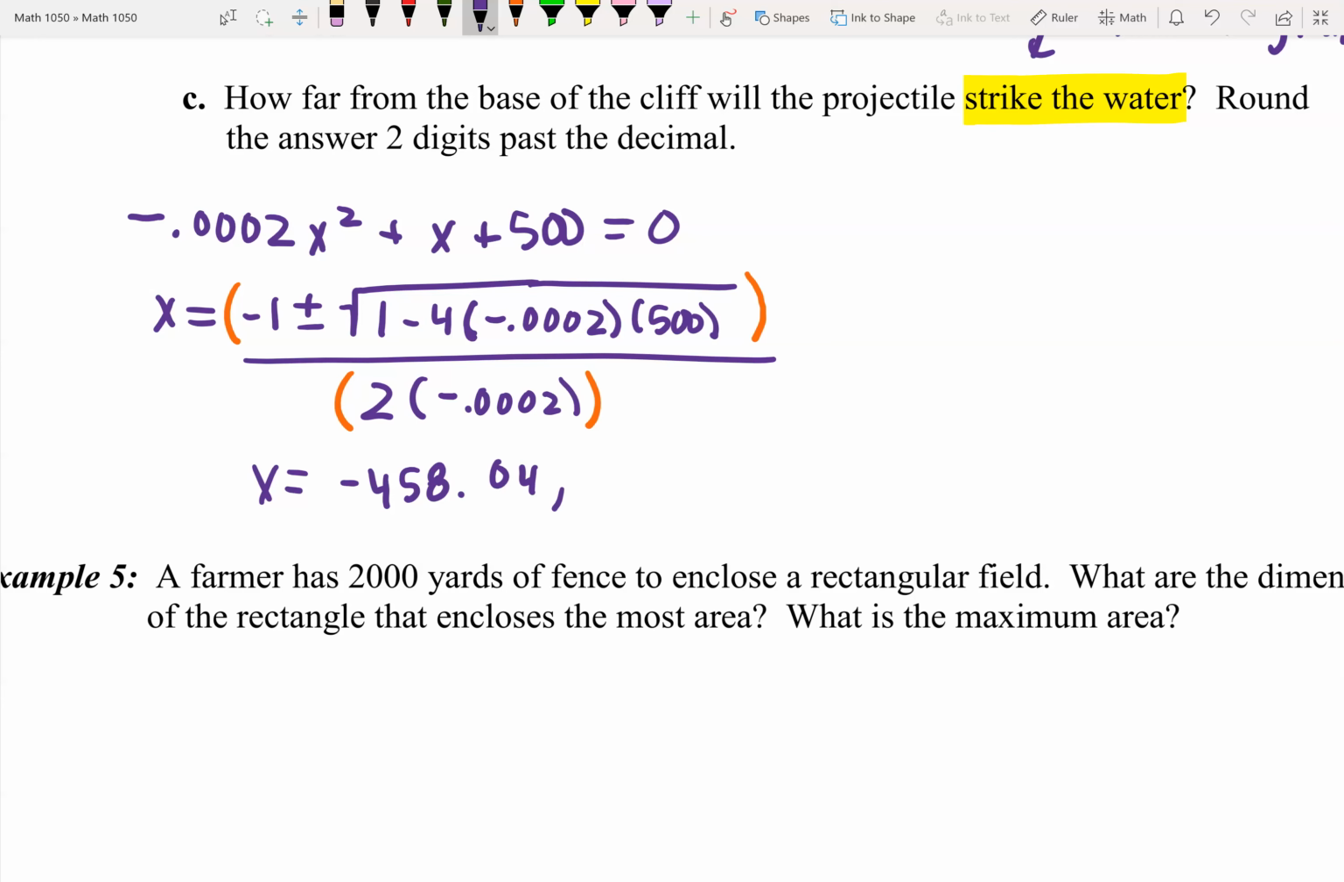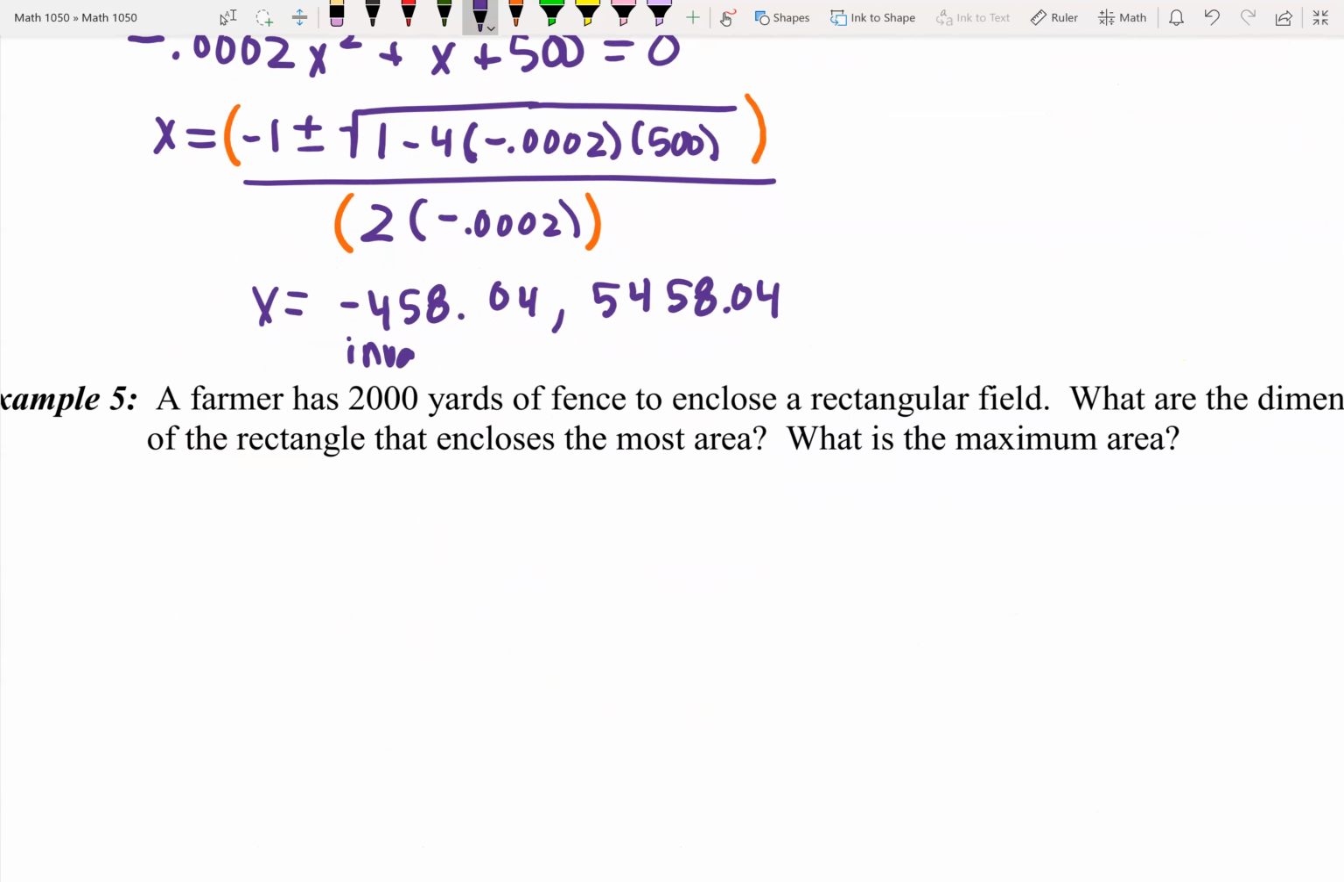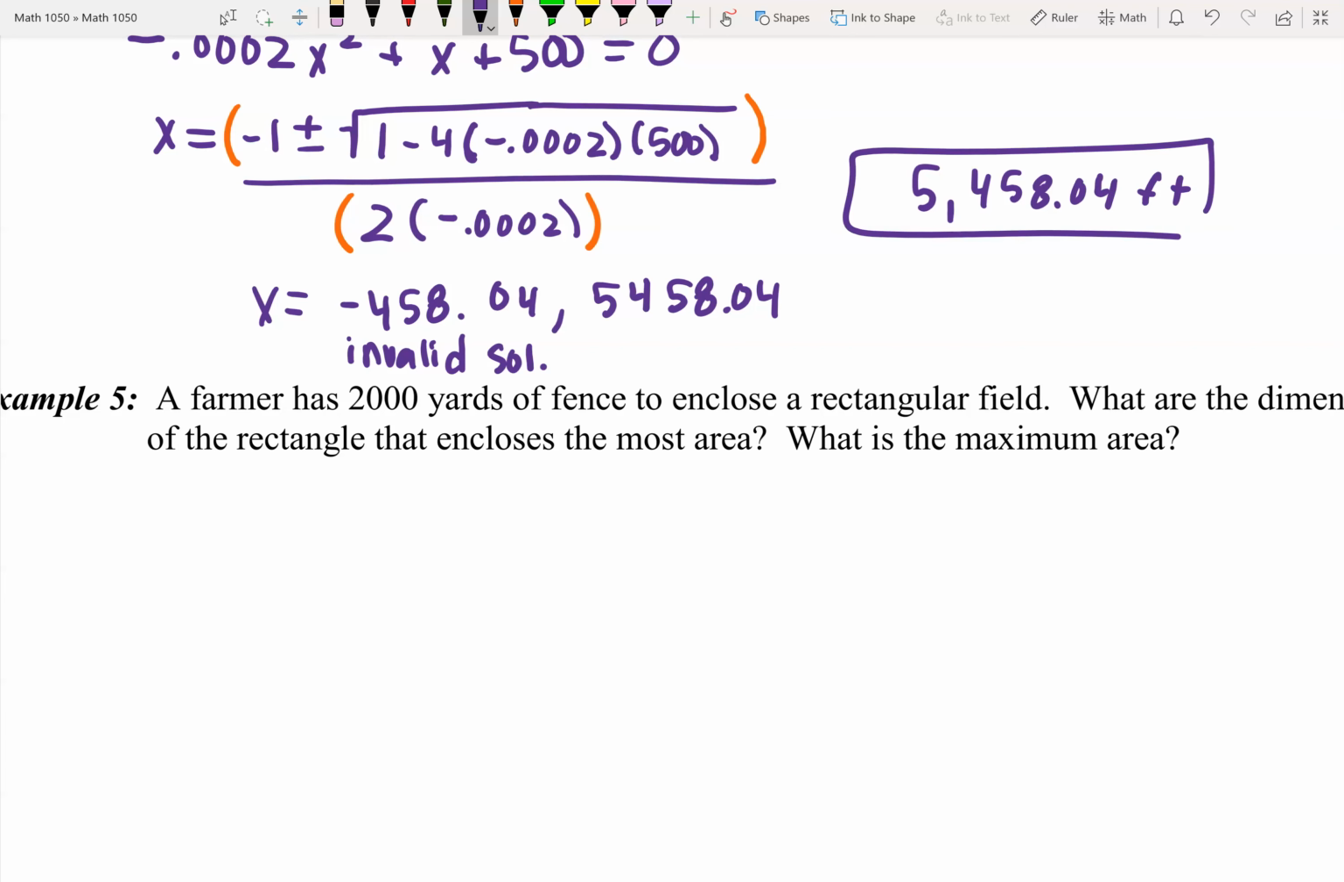Finding the next one is super easy. You just go up, right, right, right. So now you're on top of the plus. Override it with a blue negative button. Hit enter, and your second answer is 5,458.04. Don't touch your calculator. Don't clear it. This is feet. No such thing as negative feet. So this is an invalid solution. I'm going to go 5,458.04 feet.